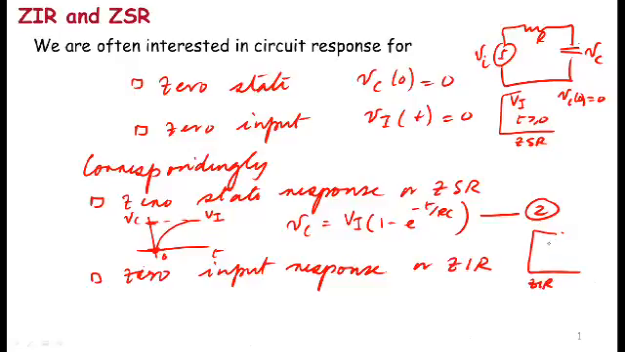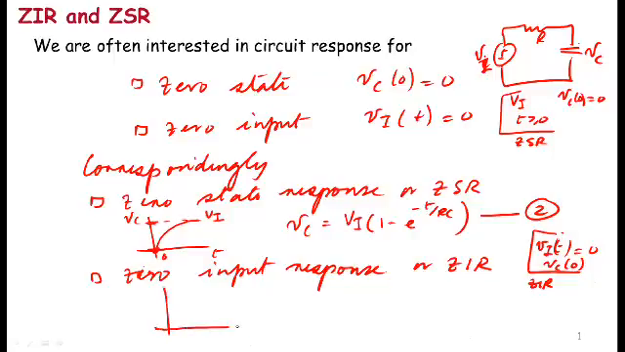Okay, so for the ZIR, what I'm going to do is tell you that VI of t, oh, I should have made this capital here, okay, VI of t is 0 for all time. And then I'm going to tell you that my capacitor has some voltage V0, VC of 0 at time t equal to 0. Okay, so what happens in this case?